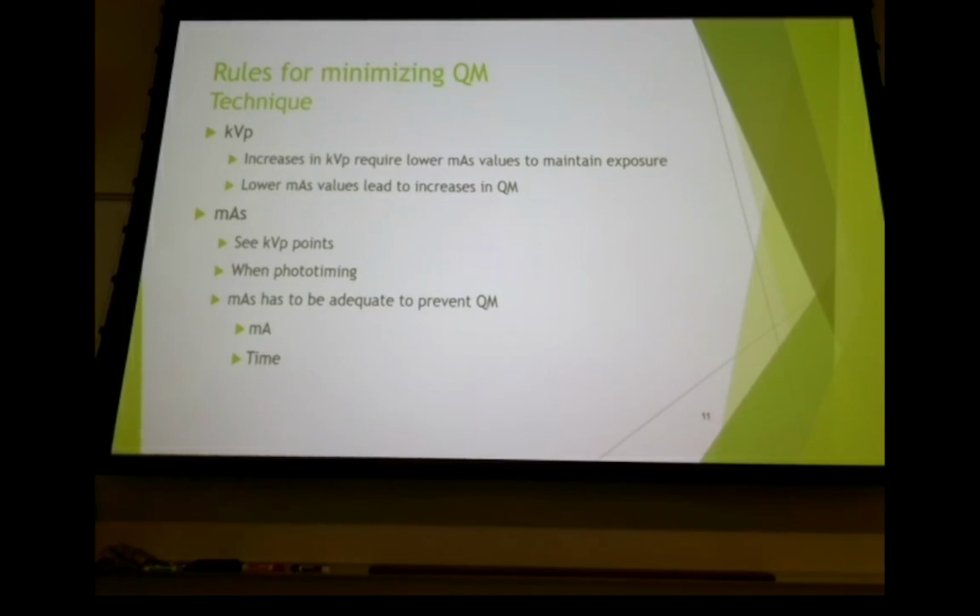All right? But in context to quantum mottle, as you increase your kVp and reduce mAs, you introduce the possibility of quantum mottle. mAs, well, we just talked about a portion of that. But when you're phototiming, you've got a couple of things to consider. One is that high kVp would naturally drive your mAs down. But also when you're phototiming, you're selecting the photocells, putting the proper anatomy over that photocell.